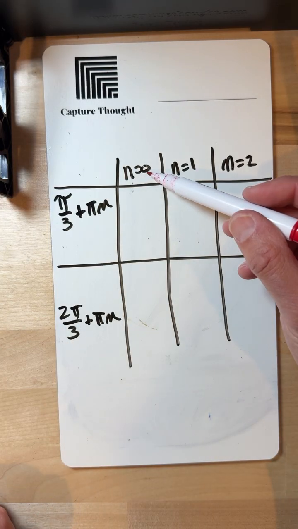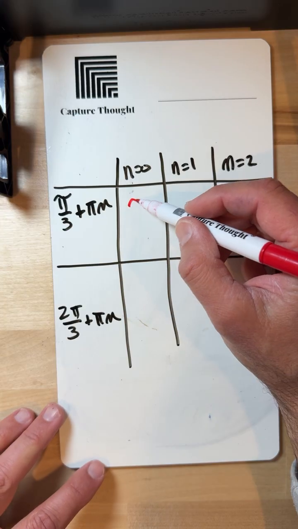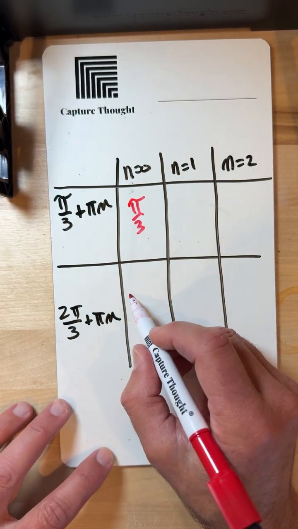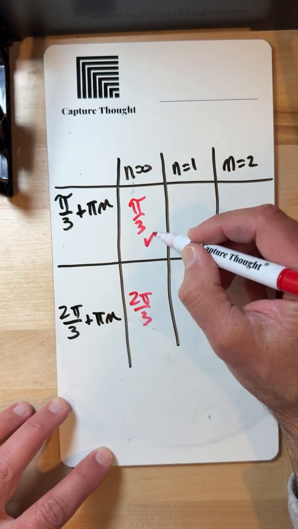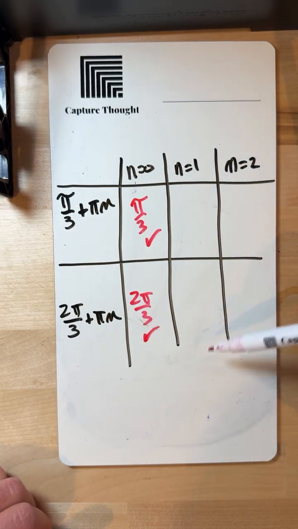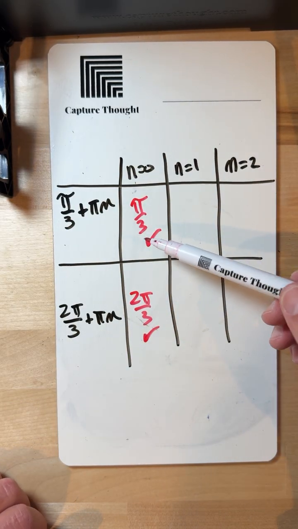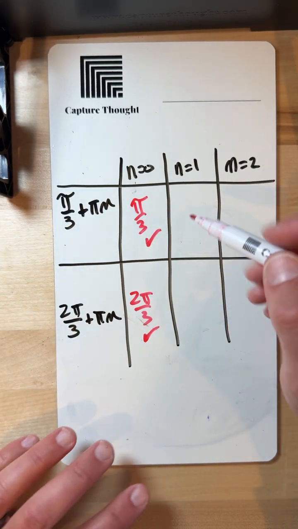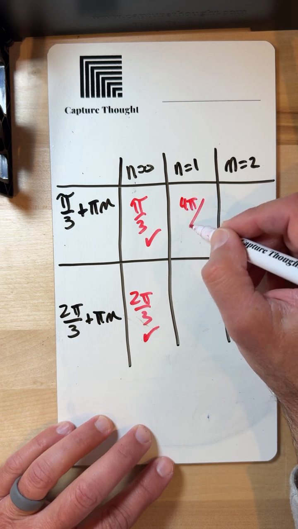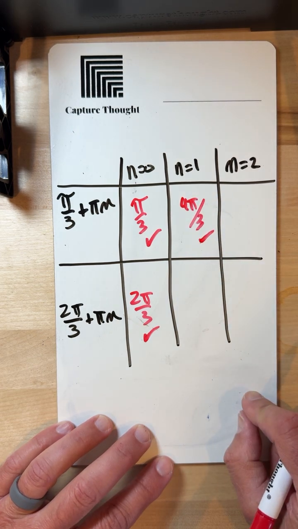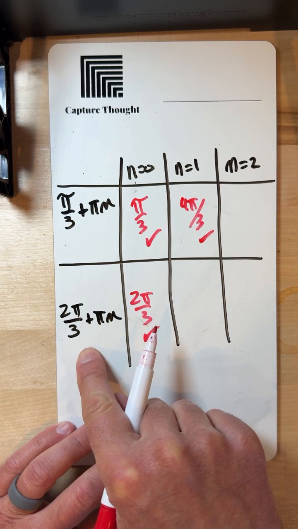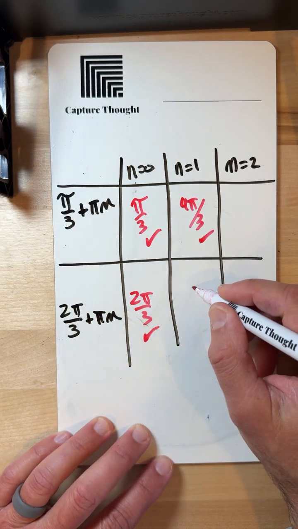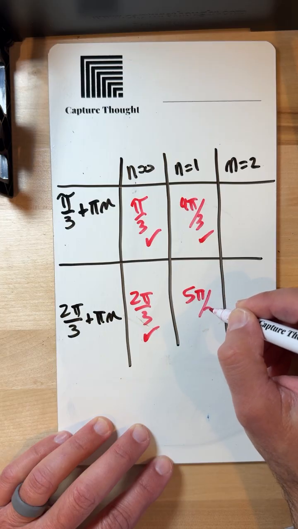So what happens if n is 0? If n is 0, then I just get pi over 3, because 0 times pi is 0, right? And then I get 2 pi over 3. So that's a solution, and that's a solution. What happens if n is 1? If n is 1, then I'm going to get pi over 3 plus 3 pi over 3, which basically gives you 4 pi over 3. That's another solution. Well, what if n is 1 for this one? Then now we get 2 pi over 3 plus 3 pi over 3, which is 5 pi over 3.